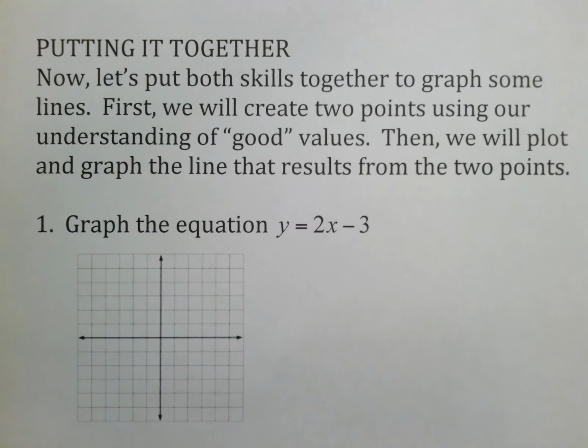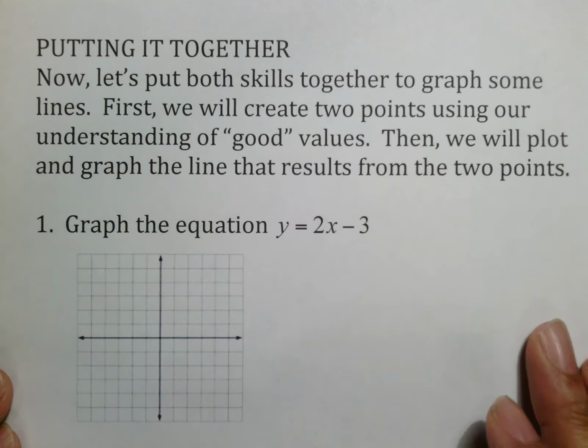So let's put all this together as we get ready to move on to our worksheet, because there is no Math XL today. We just need to get some practice on doing this stuff and reviewing for your quiz. So let's put both skills together and graph some lines. First, again, we're going to create 2 points using our understanding of what we call good values. Remember, the easiest number being 0, second easiest number being 1, and then we're going to plot those points and graph the line that results from those 2 points.